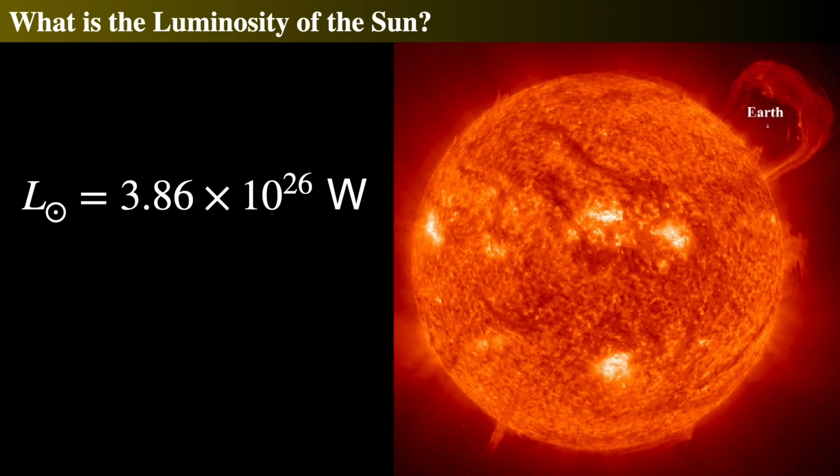It's about 4 times 10 to the 26th watts, and that's the same as 10 billion 1 megaton nuclear weapons exploding every second. Now, how many 1 megaton nuclear weapons do we have on the surface of the Earth? At the height of the Cold War, it was on the order of a few thousand, or 10,000 or so.